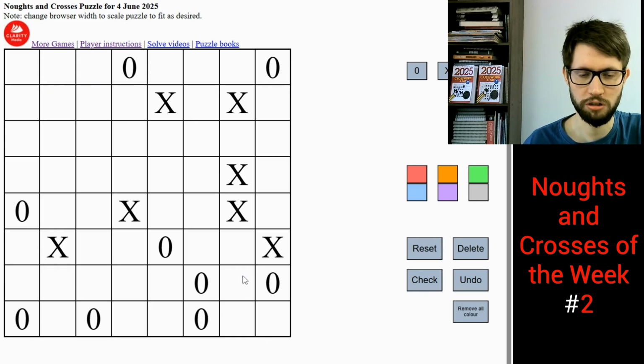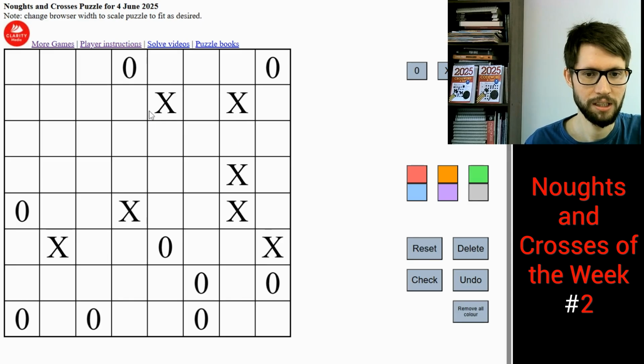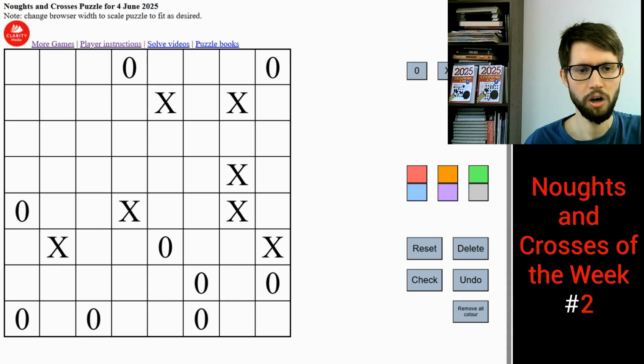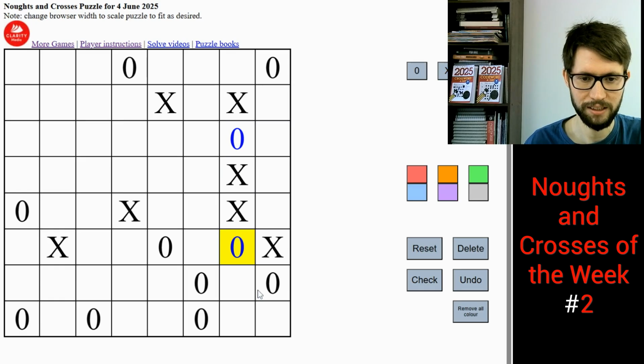What is it? It's a Noughts and Crosses puzzle. What is a Noughts and Crosses puzzle? Well, essentially, you have to place 4 noughts and 4 crosses in every row and column of the grid. And the main rule is that you cannot have more than 2 consecutive of any symbol horizontally or vertically. Diagonal is fine. So since I see these 2 crosses here, I know that there must be noughts on either side of them. And since I see 2 noughts here, I know there must be a cross there.